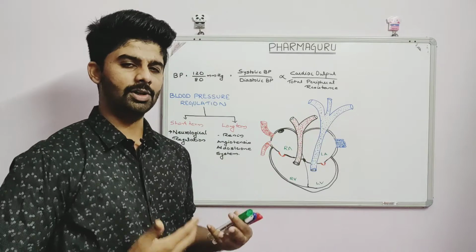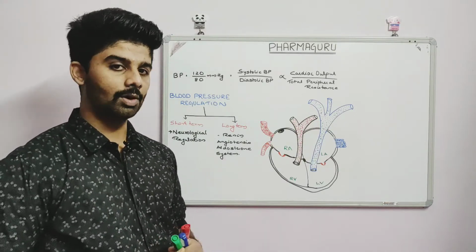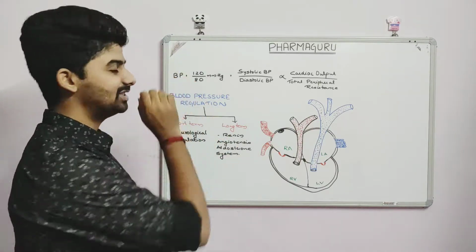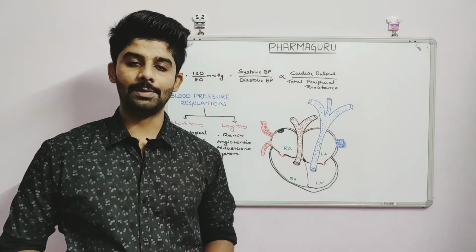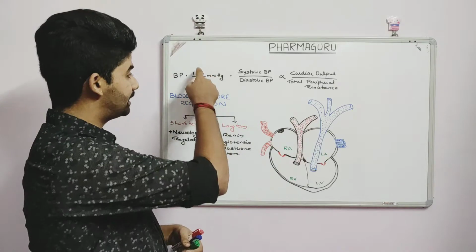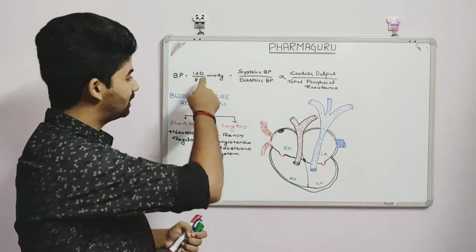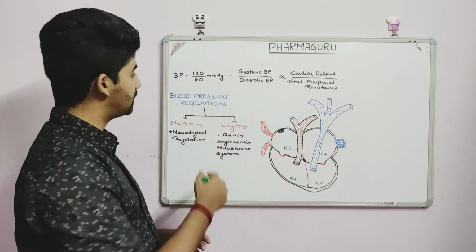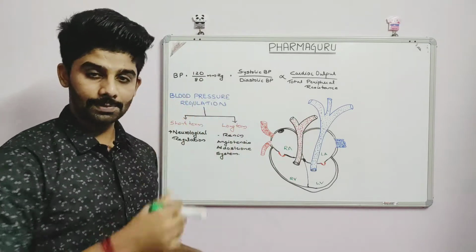Before getting into how blood pressure is regulated in our body, we should properly know what blood pressure actually is. See, whenever we hear blood pressure, what comes to our mind is 120/80 mmHg. Of course, 120/80 mmHg. In which, what is 120? 120 is the systolic blood pressure, whereas 80 is the diastolic blood pressure.